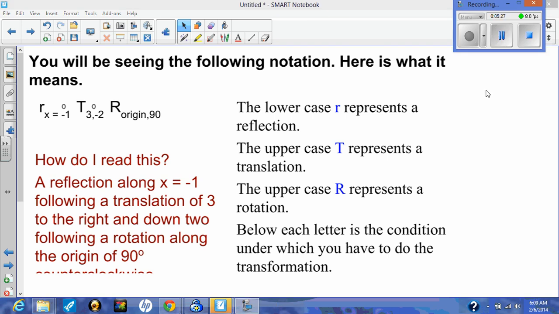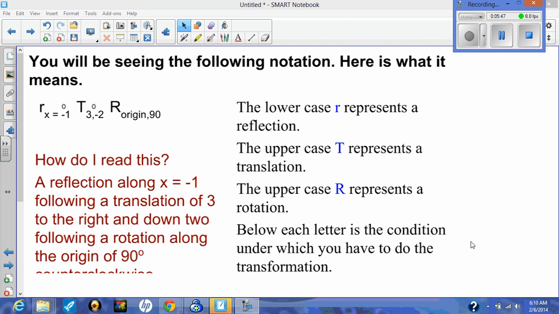Okay, now that you have your notes, let's talk about what it means. All right, so the lowercase r represents a reflection. The uppercase R represents a rotation, so we've got to know the difference between the two. And the uppercase T represents a translation. So T is going to be easy to remember. T is for translation. The R's we could get mixed up.